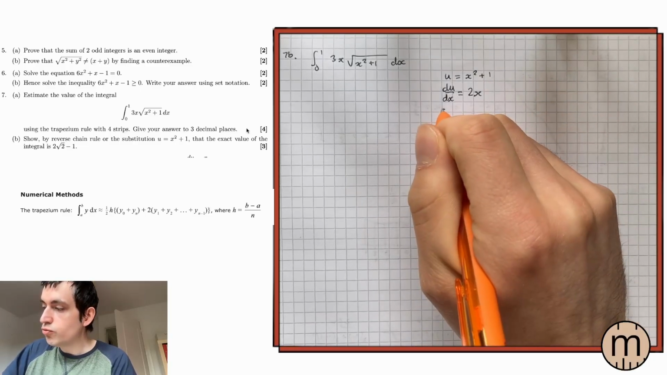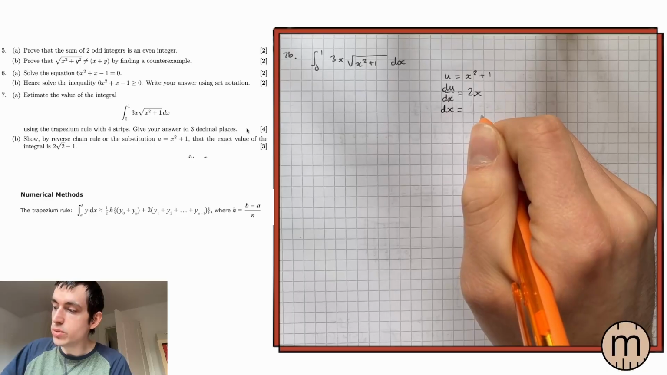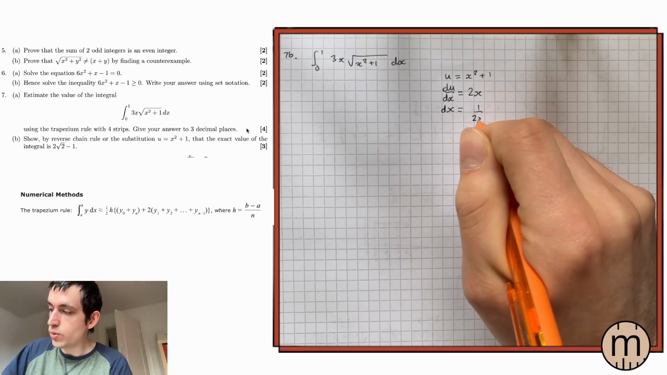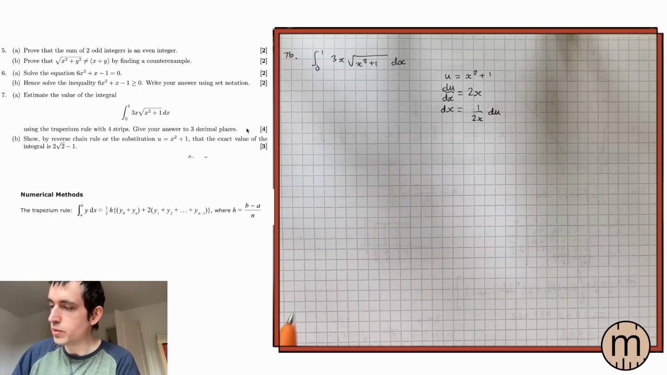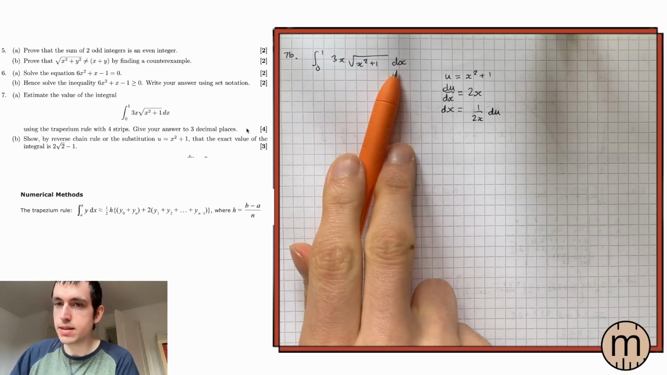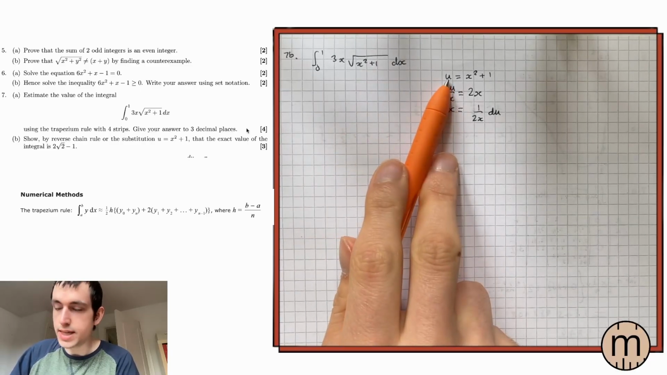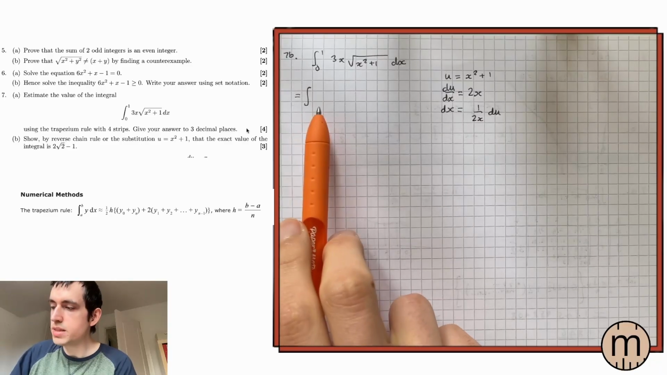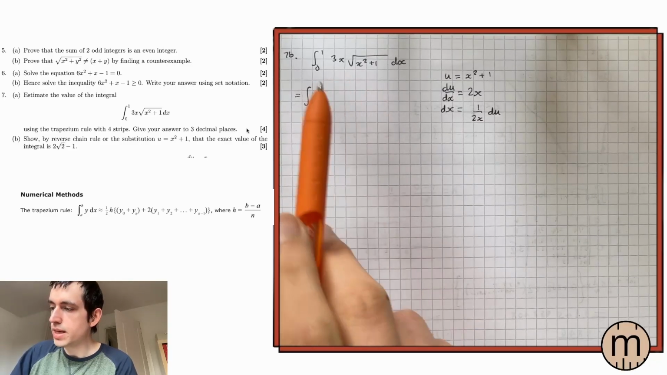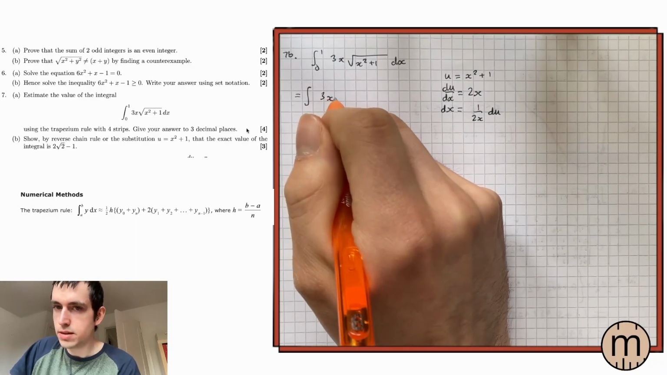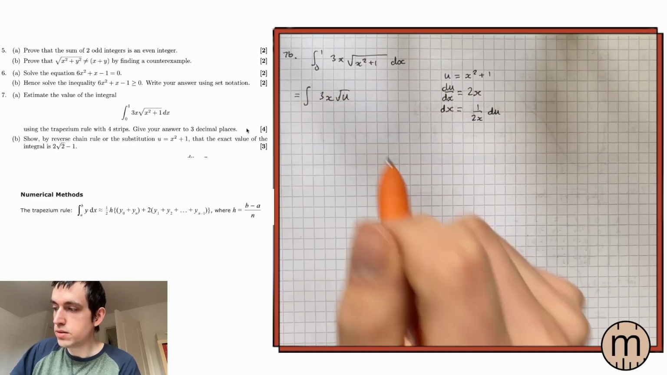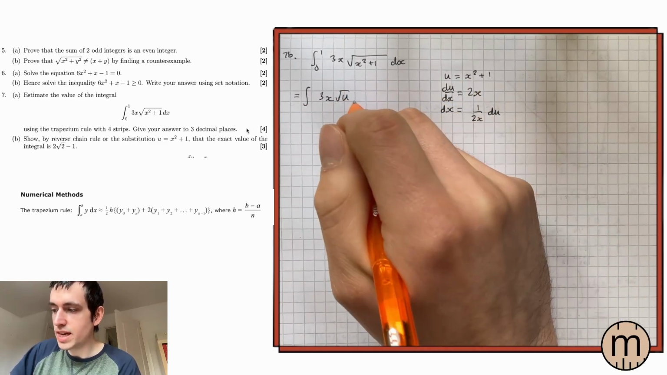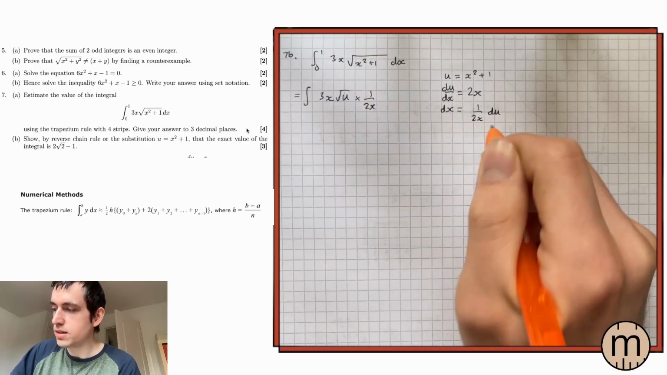We also want to rearrange this to get dx equals, and in this case we're going to get 1 over 2x du. The reason why we want to do that is because this is dx, but our substitution is going to be in terms of u. I'll do the limits afterwards, but I'll put this in now. So we've got 3x times the square root of, well, it's u, times dx, but it's not dx, it's actually 1 over 2x du.